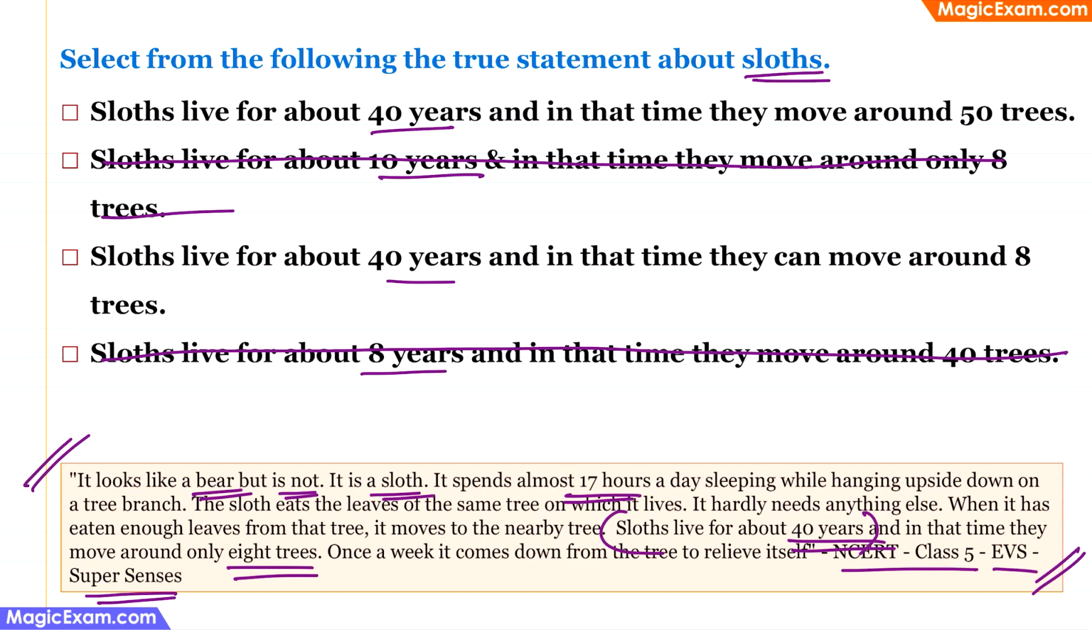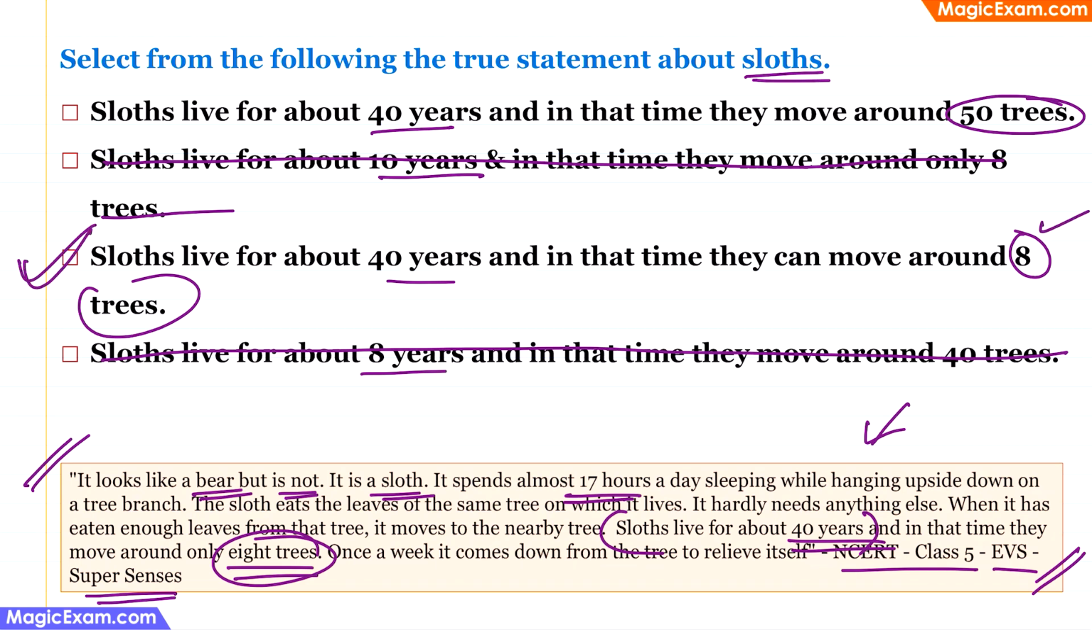Now, the next bit of information given here is that in that time they move around 50 trees. The next one says 8 trees. So let's look at which is correct. The information in the textbook says that in that time they move only 8 trees. Therefore, 8 trees is the correct answer. Therefore, the third statement, that sloths live for around 40 years and in that time they can move around 8 trees, is the correct answer.